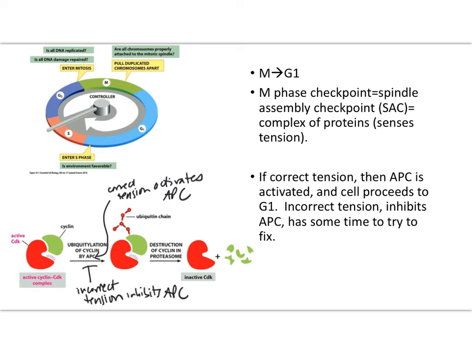Likewise, if there's incorrect tension that is detected, then that inhibits APC. Remember that that means that the cell is kind of in a holding pattern, and so the cell has some time to try to fix this tension, and if that tension then is detected as correct, then this next event will take place. The APC is activated and can proceed on, and eventually that means the cell will proceed to G1.